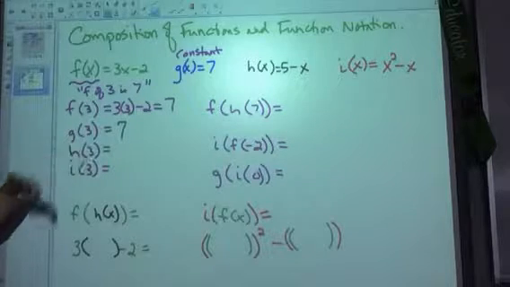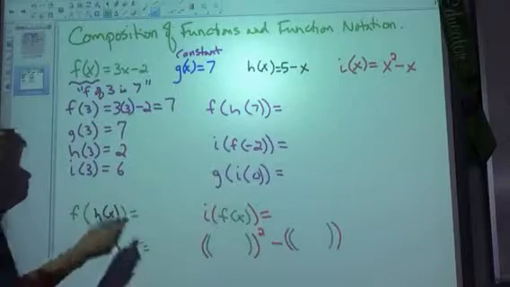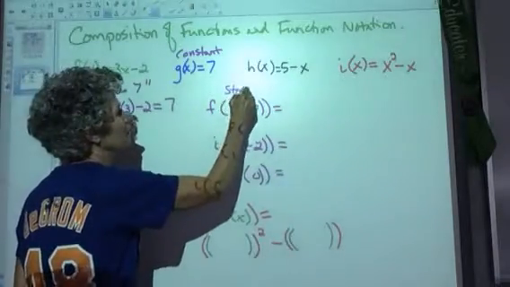H of 3, 5 minus 3, 2. I of 3, 3 squared, 9 minus 3, 6. So that's function notation. Composition is when you do a function of a function. And you always start on the inside.